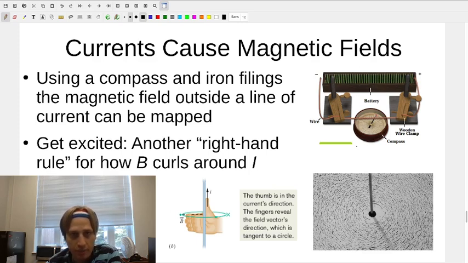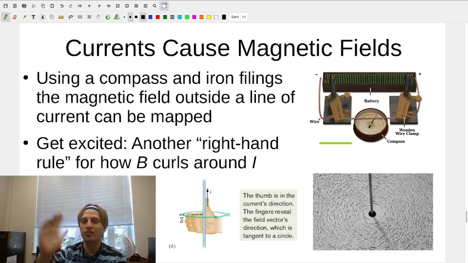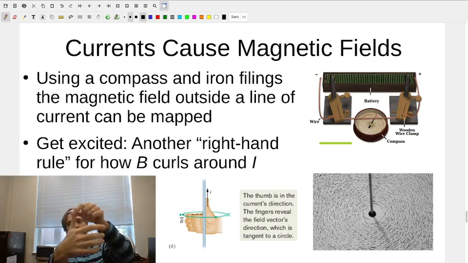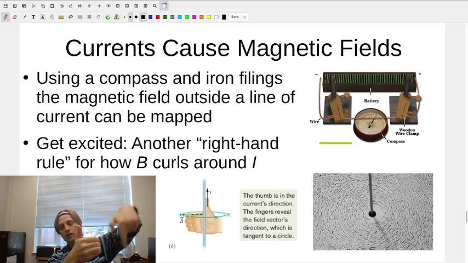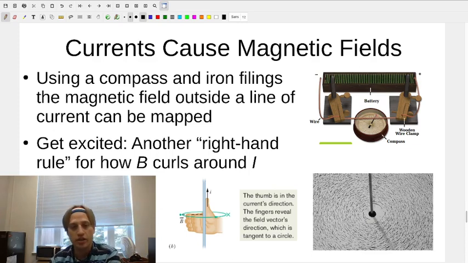So by using a compass and iron filings, they were able, even in those early days, to map the magnetic field outside a line of current. And I want you to get excited. It turns out we've got another right-hand rule. So this other right-hand rule says, if your thumb is pointing in the direction of the current, then your fingers are going to curl around the wire in the direction that the magnetic field is making loops.